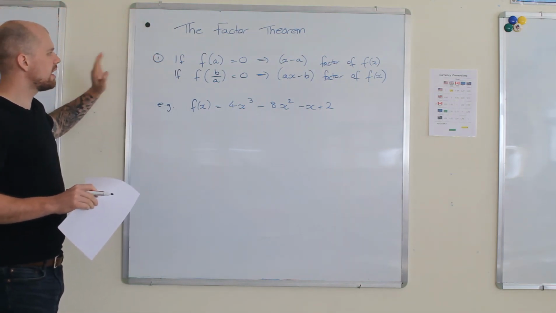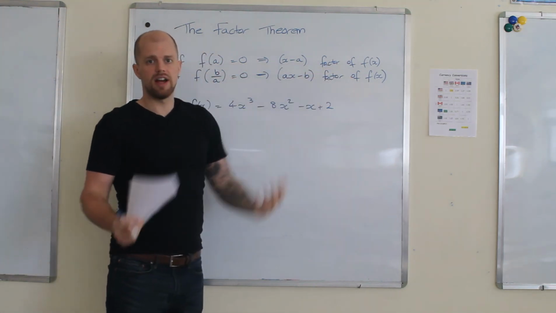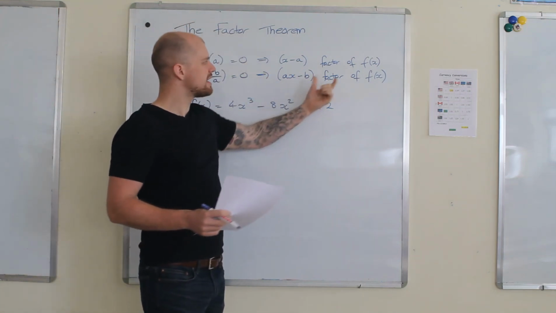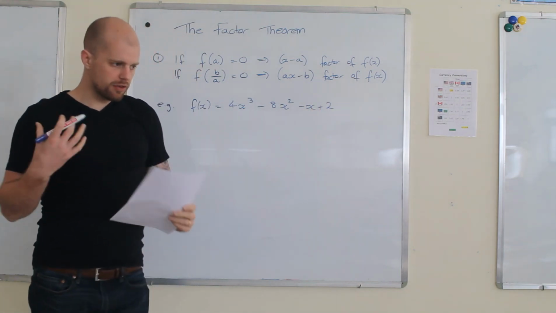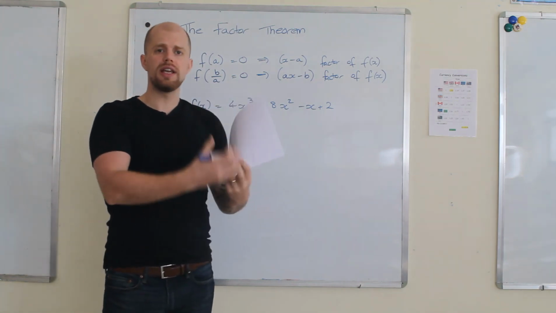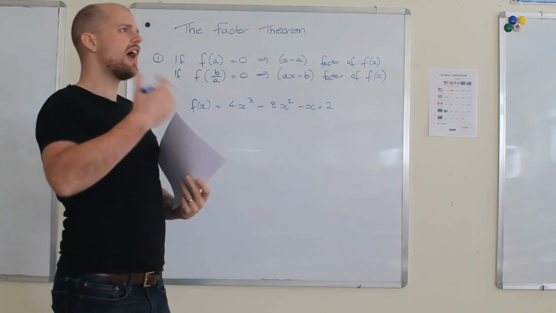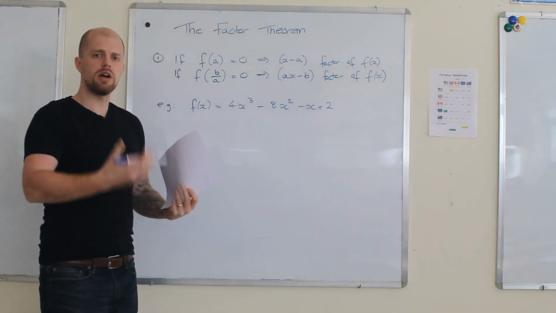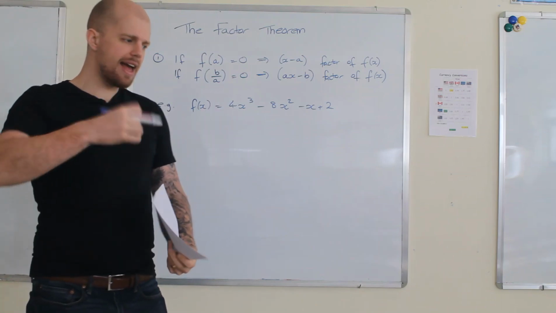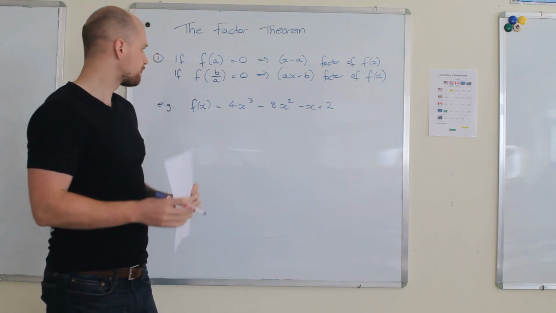Basically it says that if f of a equals 0, then x minus a is a factor of f of x. And if f of b over a equals 0, then ax minus b is a factor of f of x as well. So for example, what that means is if f of 2 equals 0, then x minus 2 is a factor. If f of minus 7 equals 0, then x plus 7 is a factor, i.e. x plus 7 divides into f of x exactly, with no remainder.